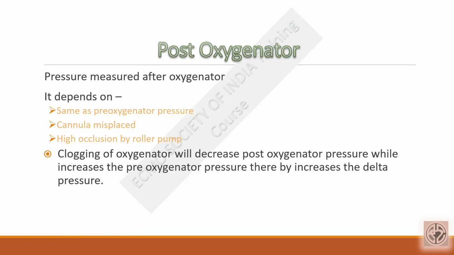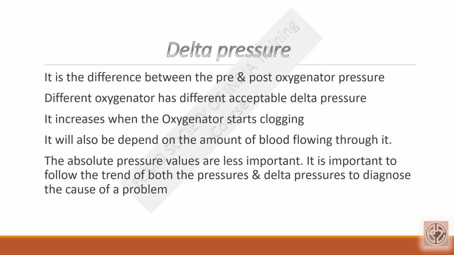So whenever P2 and P3 both increase, that means there is something outside the oxygenator which is wrong, not in the oxygenator. But if your P2 increases and P3 decreases, that means the delta pressure is high. It means there is something wrong with the oxygenator. Okay. Whenever the delta pressure rises, it invariably means something is wrong in the oxygenator.